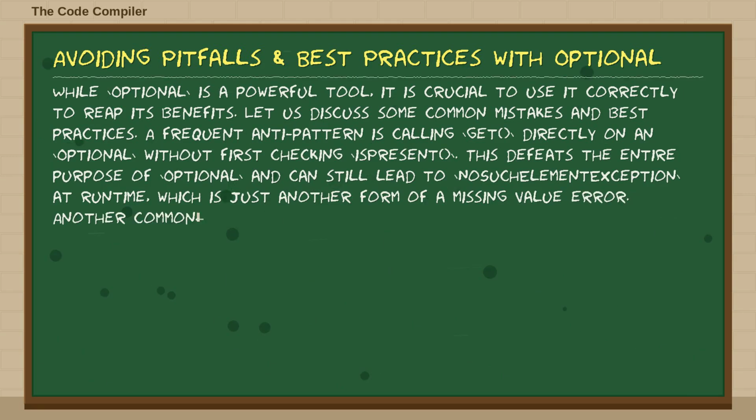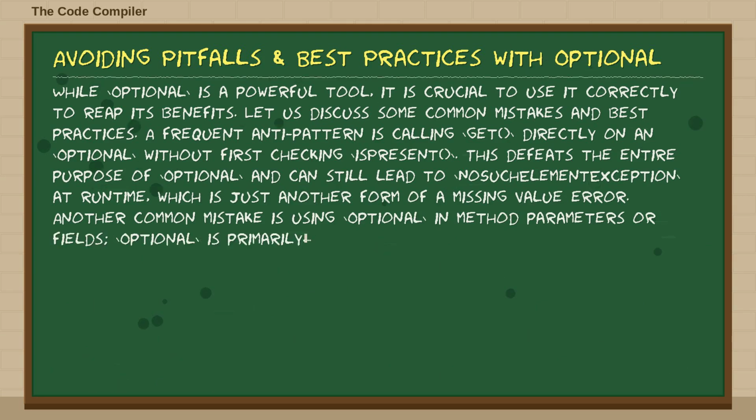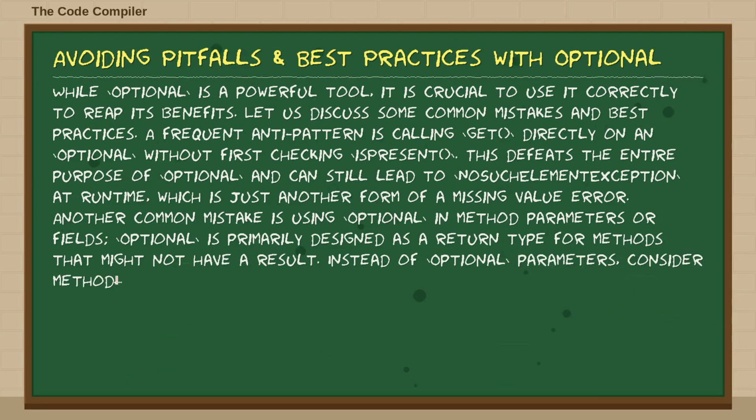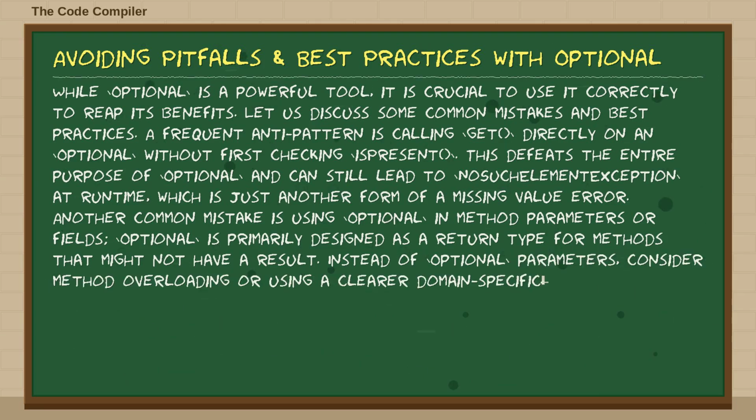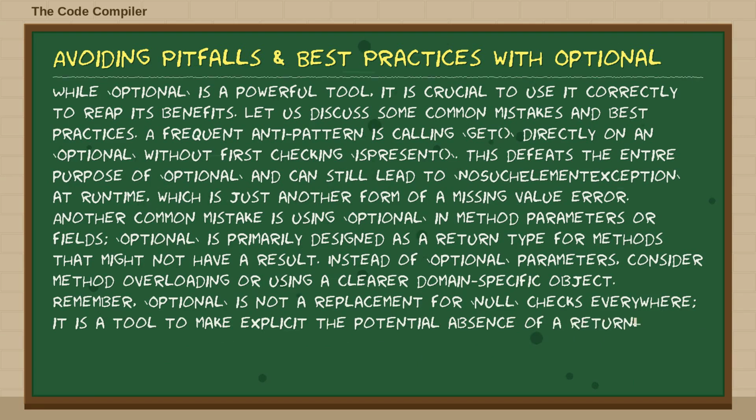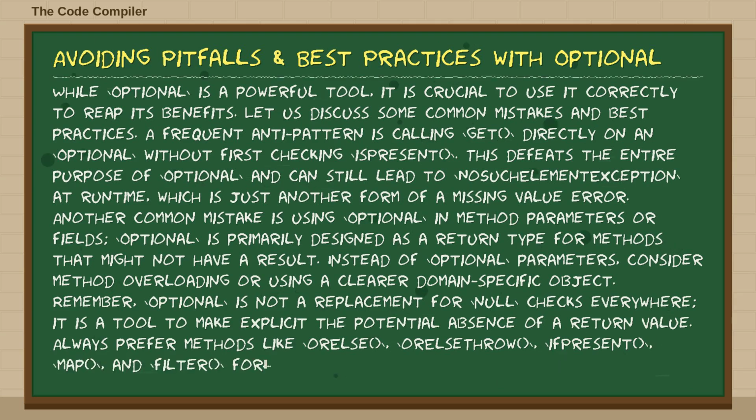Another common mistake is using Optional in method parameters or fields. Optional is primarily designed as a return type for methods that might not have a result. Instead of optional parameters, consider method overloading or using a clearer domain-specific object. Remember, Optional is not a replacement for null checks everywhere. It is a tool to make explicit the potential absence of a return value. Always prefer methods like orElse, orElseThrow, ifPresent, map, and filter for safe and expressive handling of Optional values.